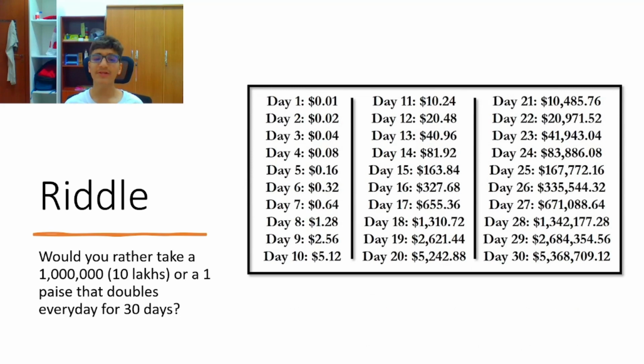Because on the first day you only had 1 paise, but every day it doubled. On the second day it became 2 paise, on the fourth day it became 8 paise, on the 10th day it became 5 rupees and 12 paise. But by the end of the 30 days, you had 53 lakhs, almost 54 lakh rupees instead of just 10 lakhs. This is the magic of compounding.